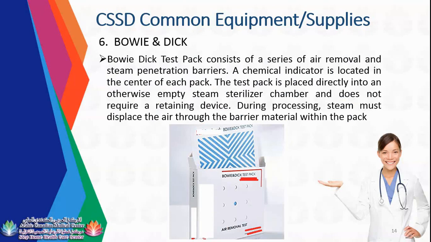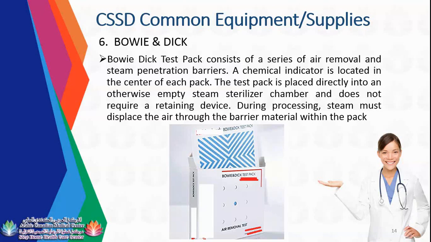So your test pack, guys, just imagine it. There's a deck of paper, and in the middle of the deck, there's a test strip or chemical indicator. This is the one shown in the picture. The light blue line will turn to black once it is exposed in the autoclave or steam.